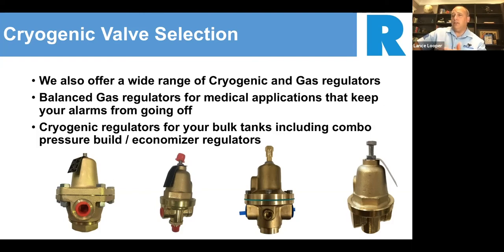The product line that you see in here, the third one from the left, that's our Generant product line. It's a fantastic regulator. It's a balanced regulator, basically meaning that if your inlet pressures are ever fluctuating, your discharge pressures are not going to see any kind of change whatsoever. It's so minimal, it may be 0.001 of a psi.